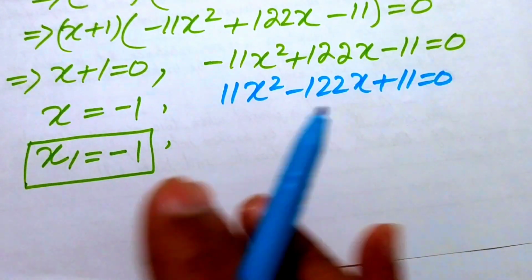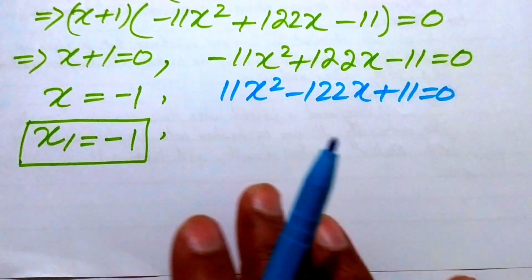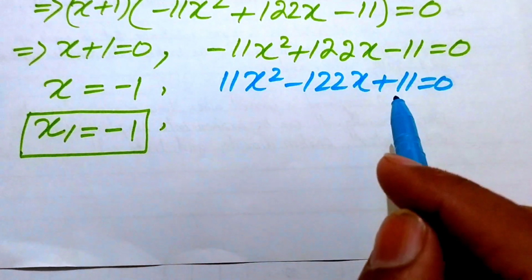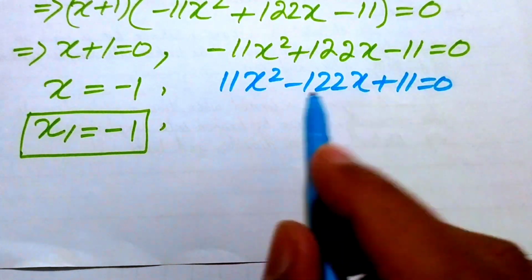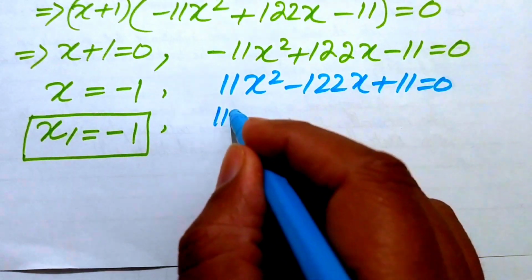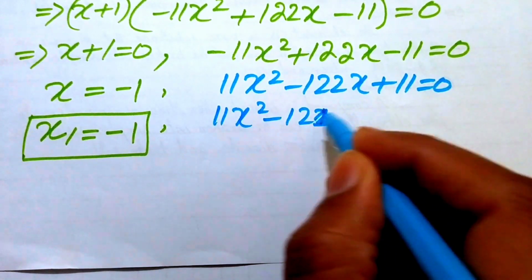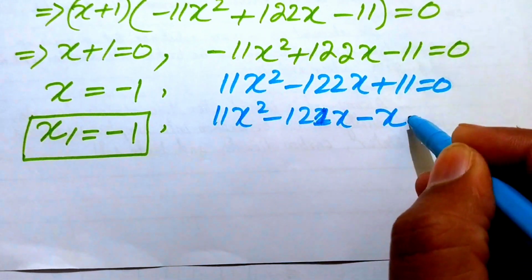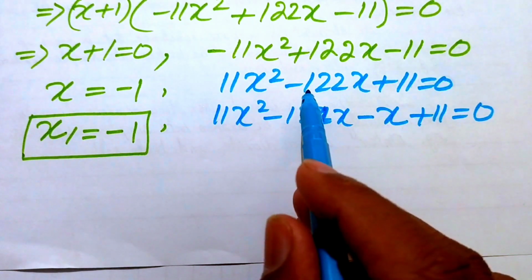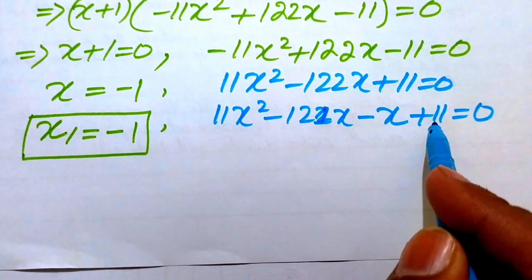So here we get this quadratic equation in standard form, and now we easily make the factors of this quadratic equation. Here we need any two numbers whose product is 121 and whose sum is minus 122. So these numbers are: 11x square minus 121x minus x plus 11 equals 0. Here we break its middle term and we write minus 122 as minus 121x minus x plus 11.